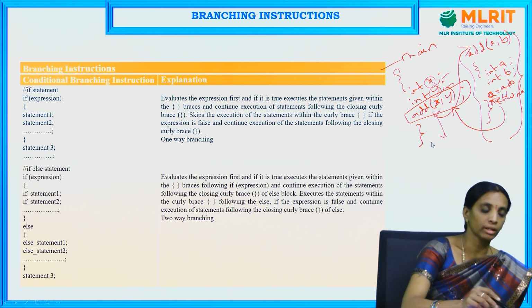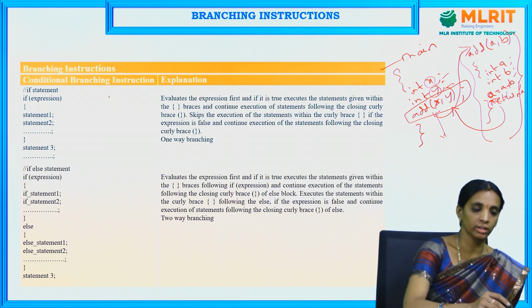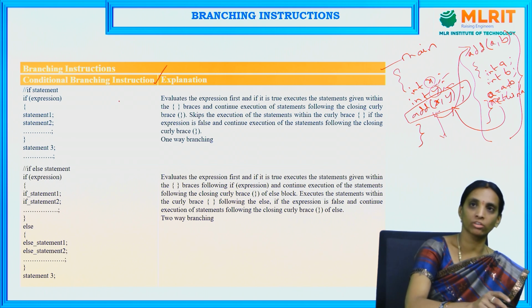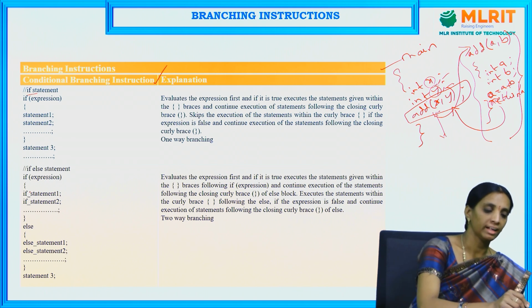There are different types of branching instructions. Conditional branching instructions are nothing but if and else. First the if statement, and if and else.